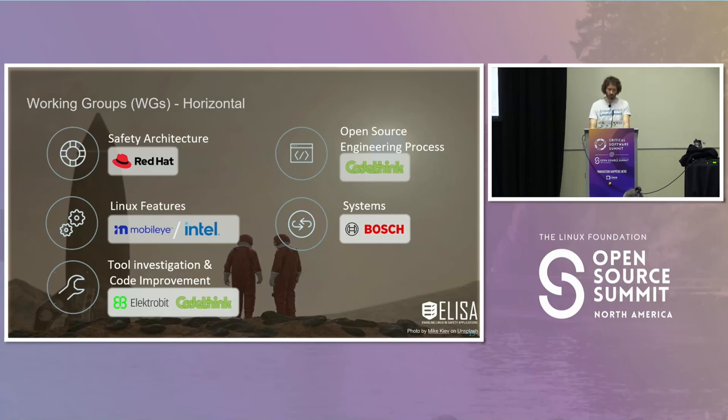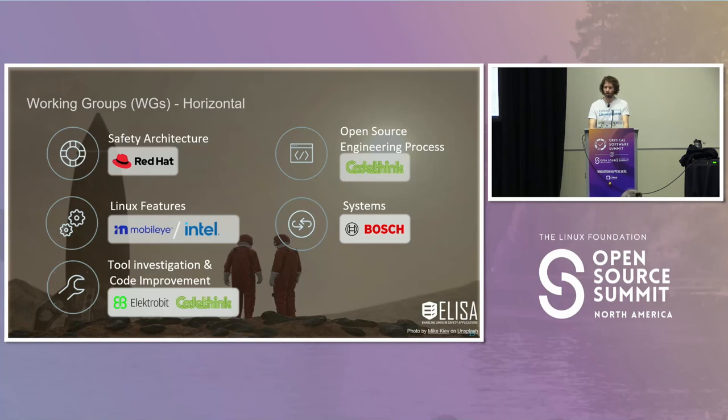Tools investigation and code improvement is a group which will look at the processes which you're using, like system theoretic process analysis, and also how we work inside ELISA, so that we do traceability and design work properly. They also brought us closer to the system theoretic process analysis, so STPA.